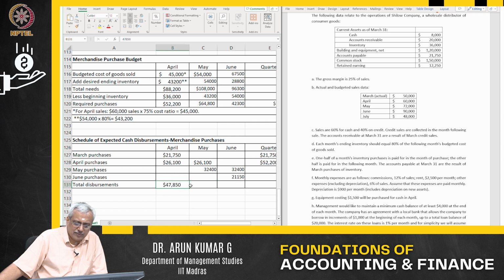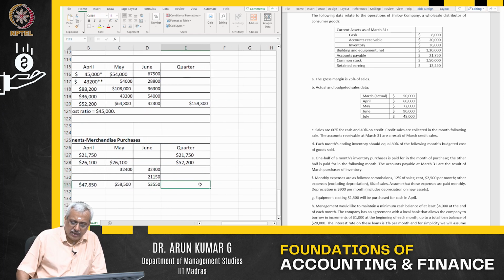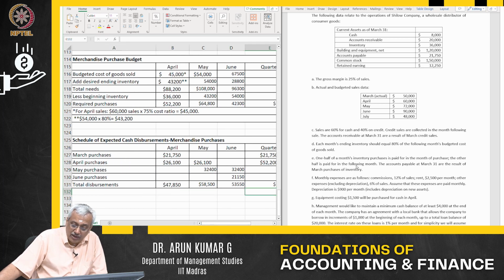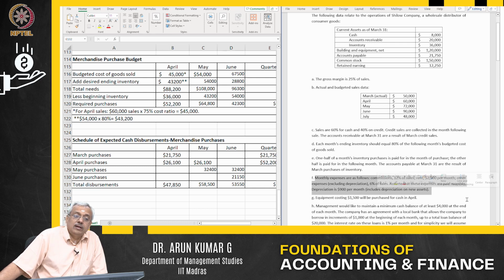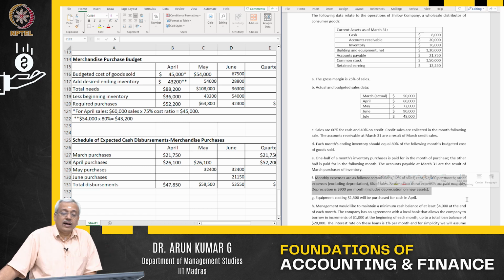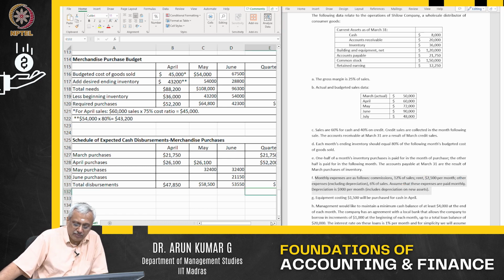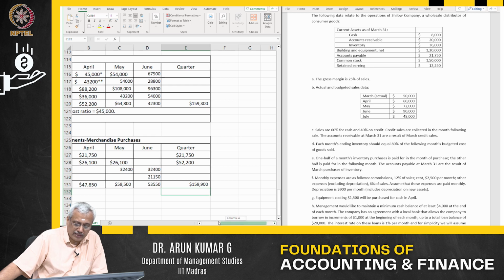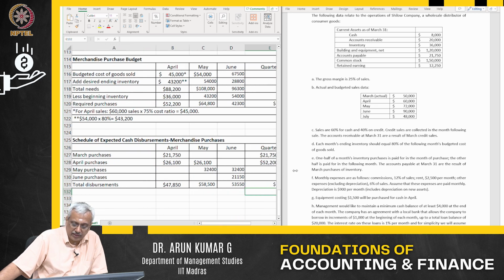So, what is the total disbursement I basically have? The total disbursement for the quarter is so much. This is for merchandise only. I have not looked at the other monthly expenditures so far, please note. All that we will look at when we do the cash budget as we go along in this particular case. When we do the cash budget, we will take up all those things.